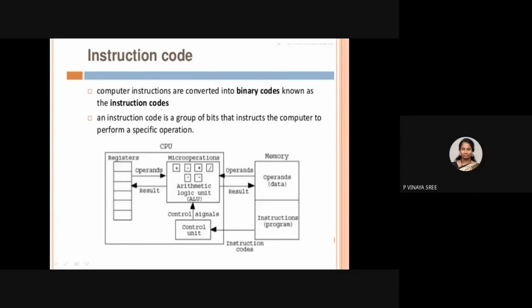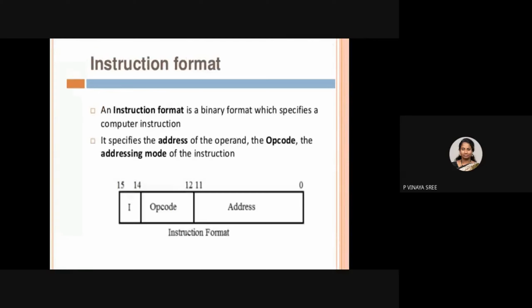Computer instructions are converted into binary codes known as instruction codes. An instruction code is a group of bits that instructs the computer to perform a specific operation. Okay, so we'll start with an instruction format. An instruction format is a binary format which specifies a computer instruction. It specifies the address of the operand, the opcode, and the addressing mode of the instruction. So we know this instruction format, we have totally 16 bits.